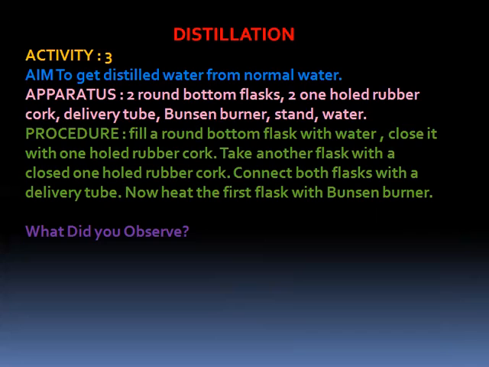Now procedure. Procedure means method. Fill a round bottom flask with water. Close it with 1-hole rubber cork. Take another flask with a closed 1-hole rubber cork. Connect both the flasks with a delivery tube. One small tube will be there. We have to collect both. Now heat the first flask with Bunsen burner.